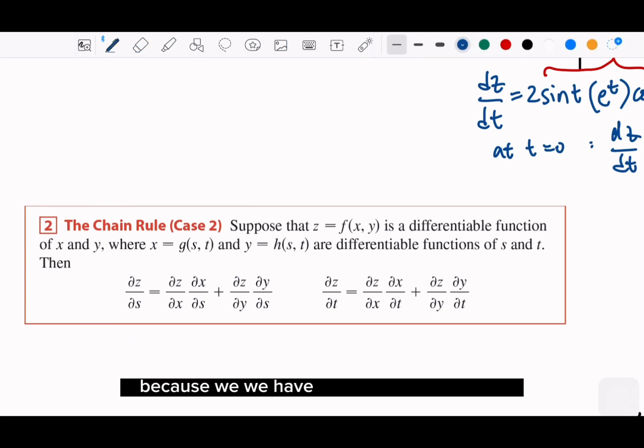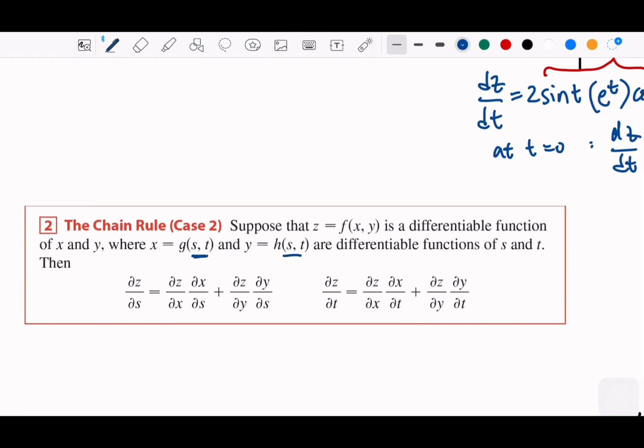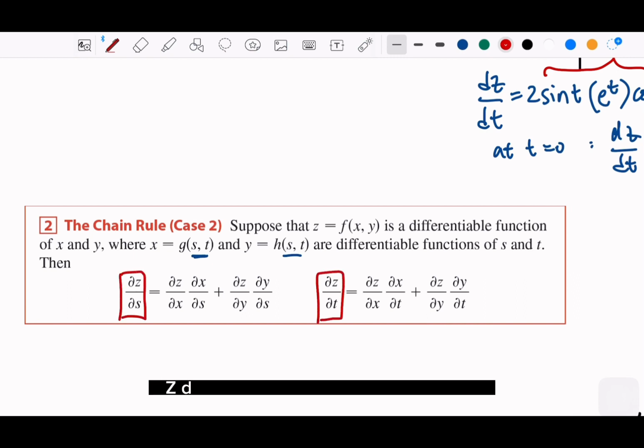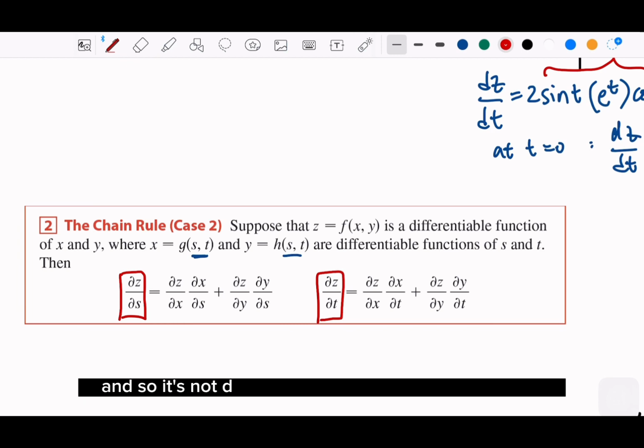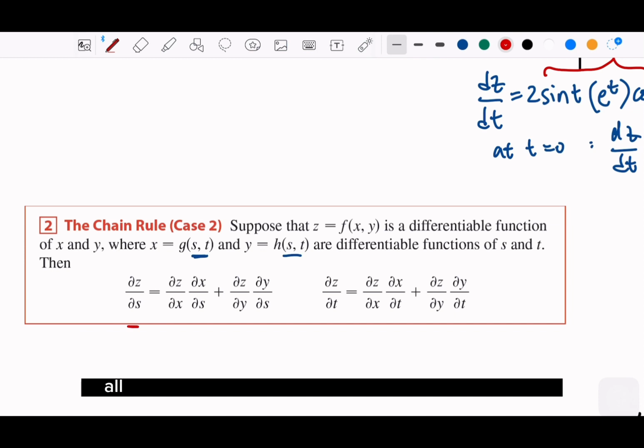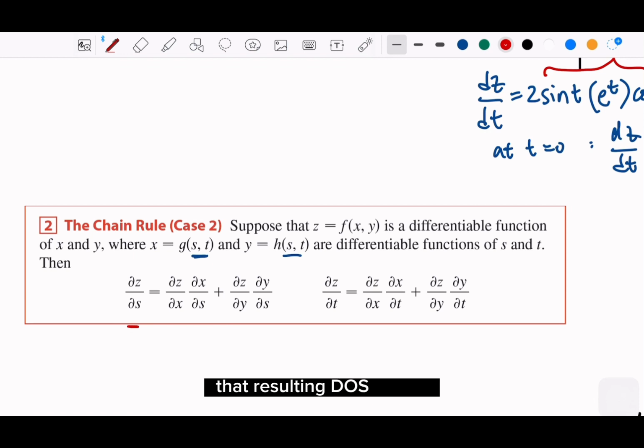because we have s and t in both x and y, and z is related to x and y, we are actually writing z in terms of s and t now. So the key: we have these two components, dou z dou s and dou z dou t. It's not d because this is now partial. Now, for all the terms, we are going to write down a chain rule resulting in dou z dou s.